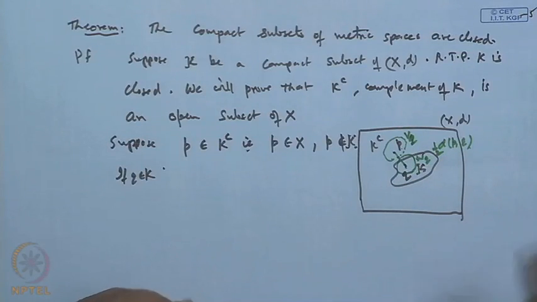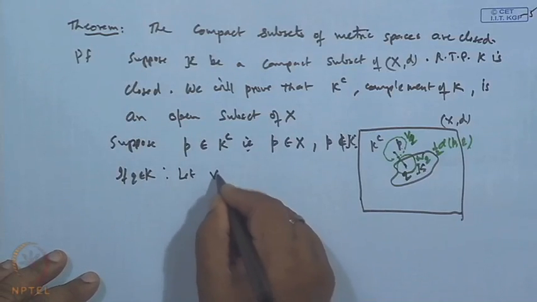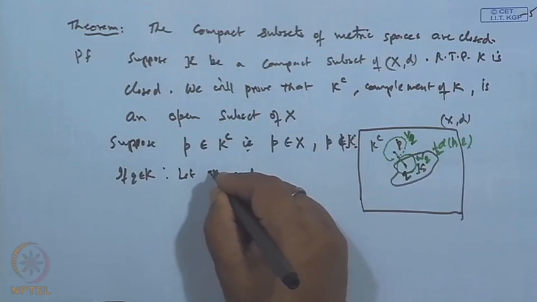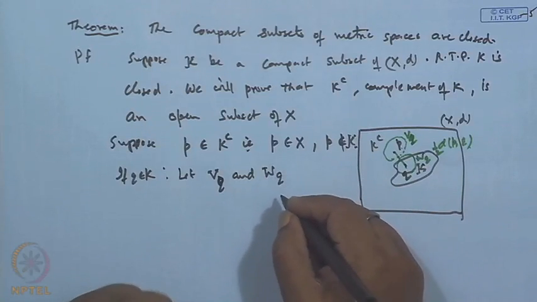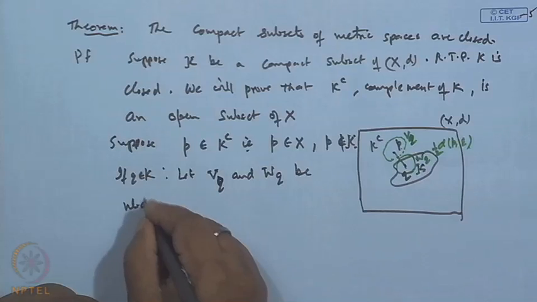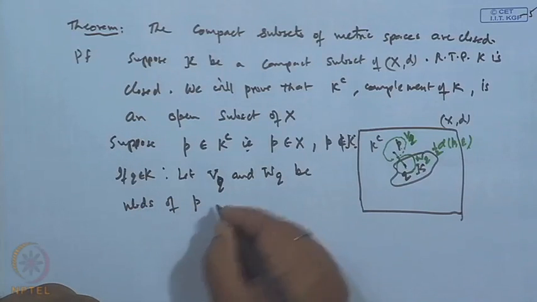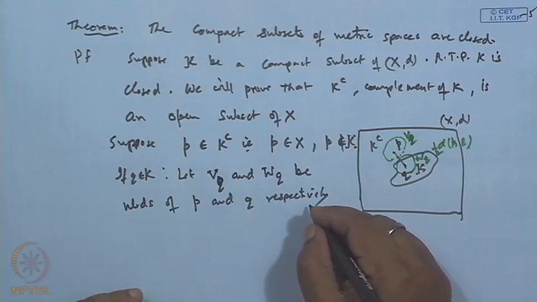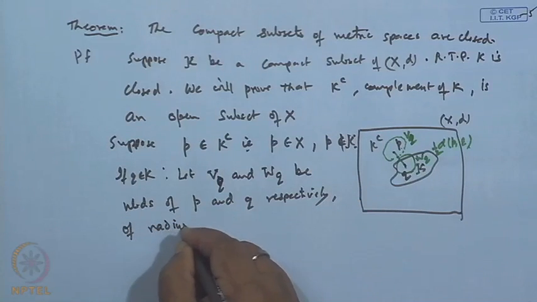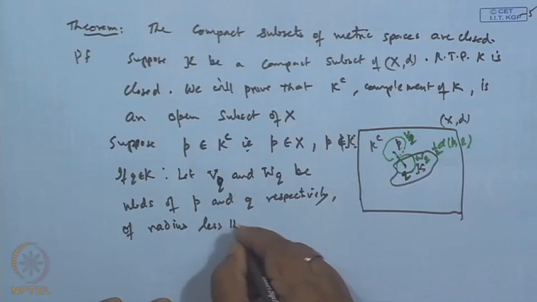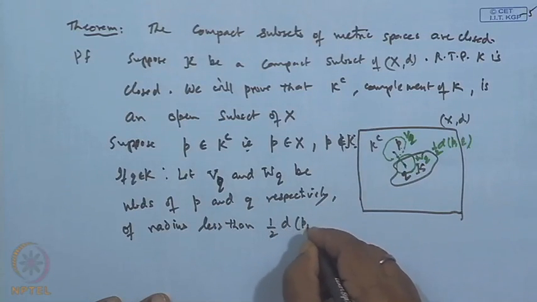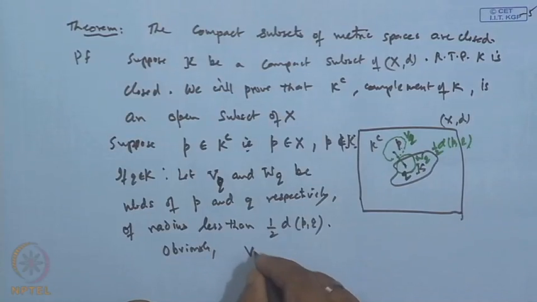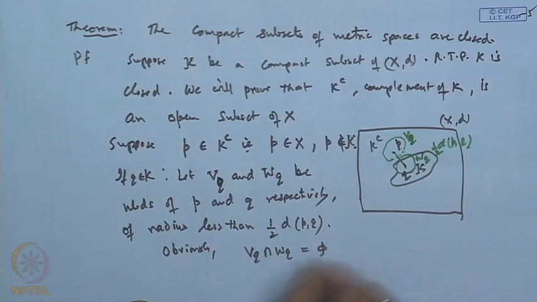So, let V p and W q be neighborhoods of P and Q respectively, of radius less than half the distance between P and Q. Then obviously V p intersection W q will be empty, disjoint. That is true.